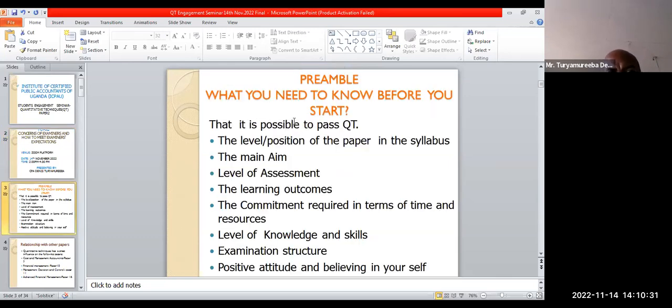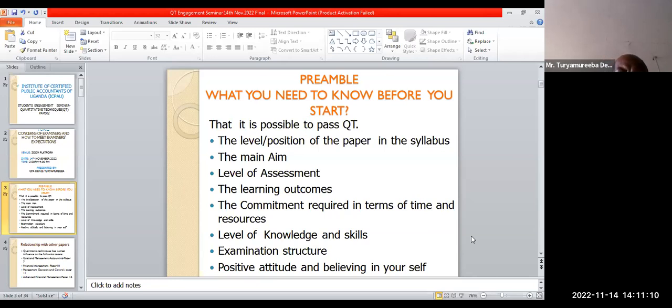Dear participants, allow me to go through the preamble. This is something that most people will know, but we shall always repeat it because it is what is required. In the first place, what you need to know before you start QT as a course, quantitative techniques, is that it is possible to pass QT. That should be the beginning. Quite a number of people will scare students who want to start the paper that the paper is hard, but I would like to say now and hear it from me that the paper is possible.